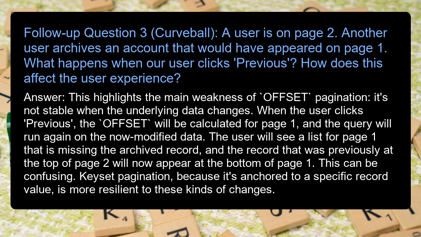Answer: this highlights the main weakness of offset pagination. It is not stable when the underlying data changes. When the user clicks previous, the offset will be calculated for page 1, and the query will run again on the now modified data. The user will see a list for page 1 that is missing the archived record, and the record that was previously at the top of page 2 will now appear at the bottom of page 1. This can be confusing.